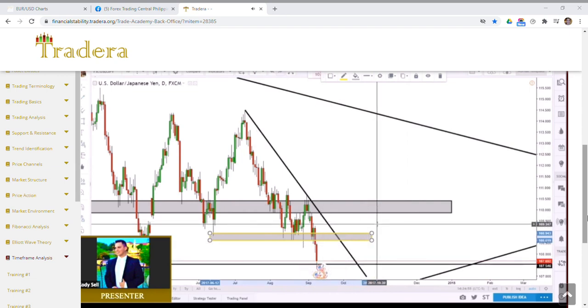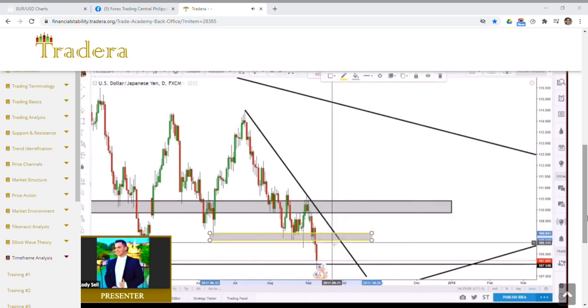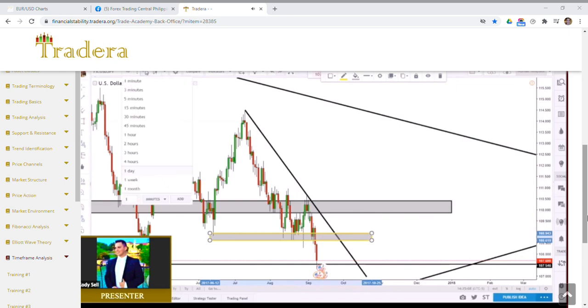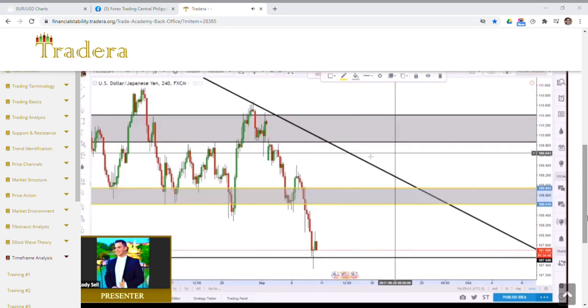So if you're trading the shorter time frame, she's probably going to be bullish over these next few days or possibly even week as she retraces off of this weekly level back up to meet the trend line and this resistance. Let's go ahead and head down to the 4-hour time frame here.